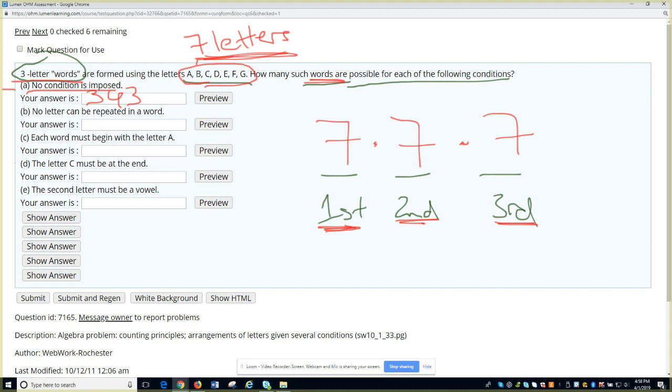Now the second problem says that the condition is that no letters can be repeated. What that changes is the number of options that I have for my second and third choice. Since no letters can be repeated, once I pick a letter, whichever one it is, I have to take it out of my options for the next choice I'm making. So the next time I choose, there's only 6 letters to choose from. And then for the third choice, there's 5 letters to choose from.